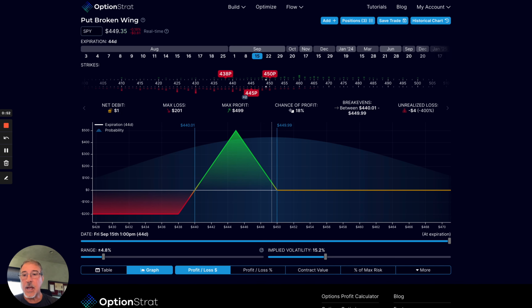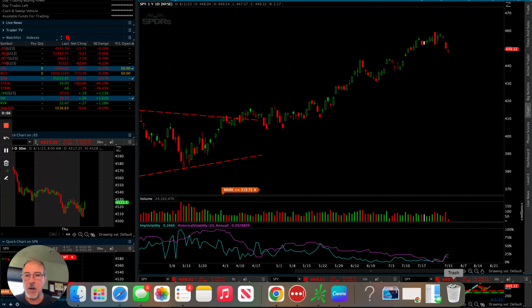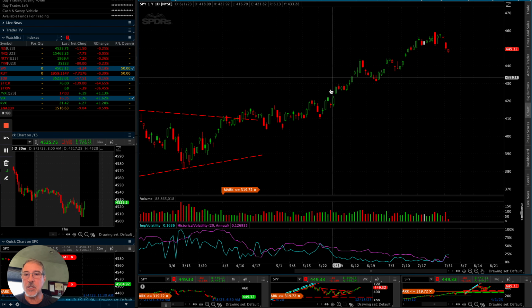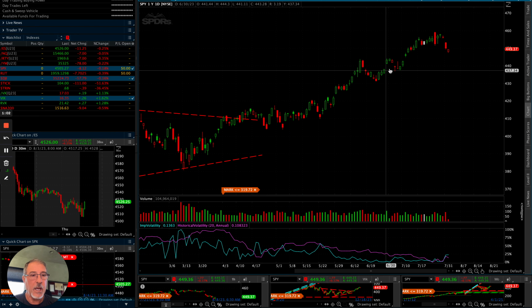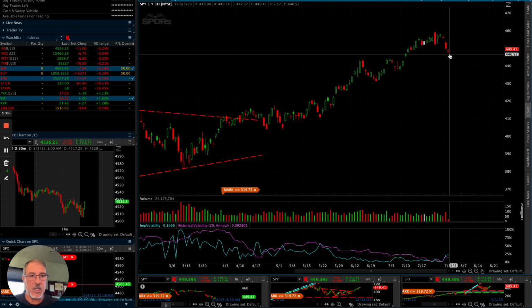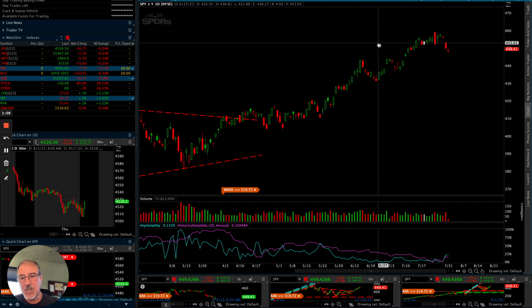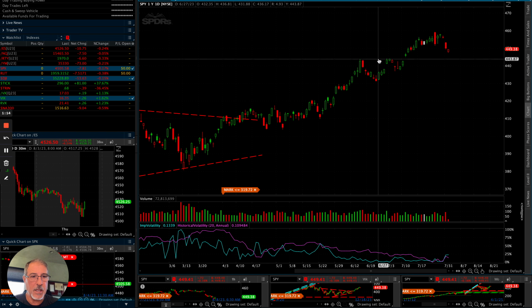So the concept behind this trade, let's take a look at our chart here. This is daily bar charts of the SPY. You can see we rallied up, then we started to have a little bit of a sell-off here. So using just a little bit of technical analysis, I see support in this general area of around 443, somewhere in there to 445.